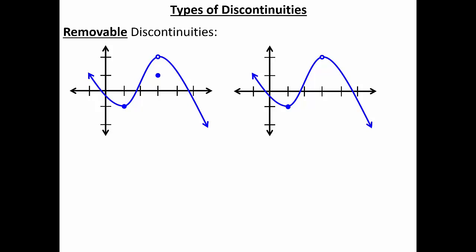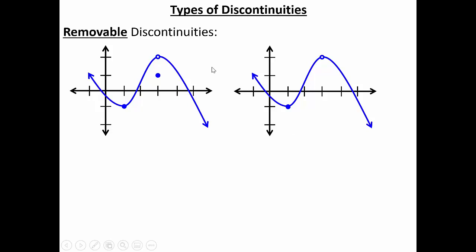A hole is a discontinuity because the graph breaks at a hole. A vertical asymptote is a discontinuity because the graph breaks there. And then there's one other type that we'll talk about in just a second. A removable discontinuity is a hole. A hole is a removable discontinuity.